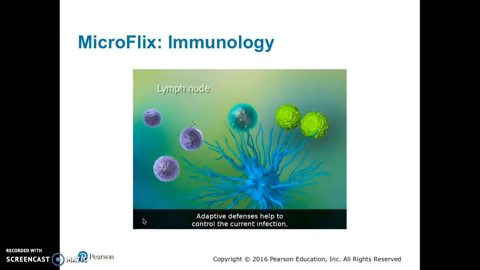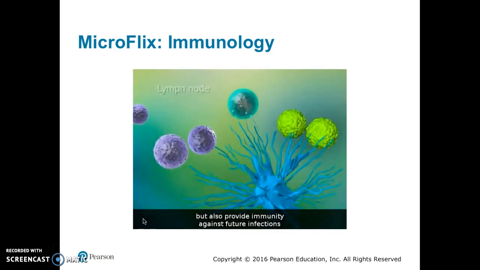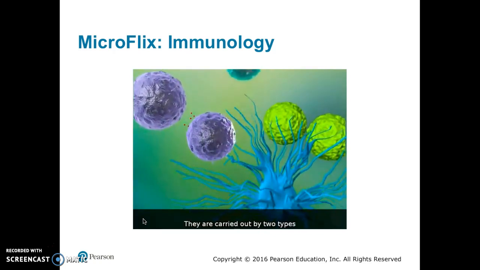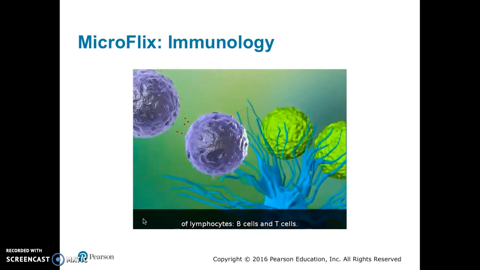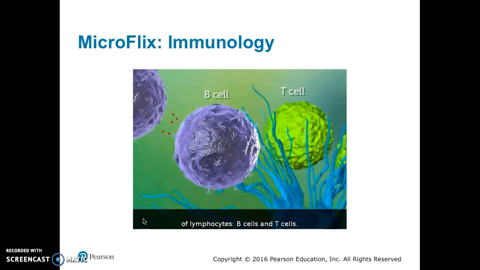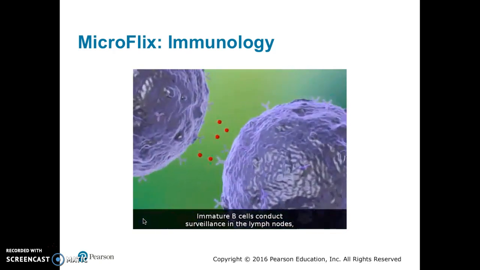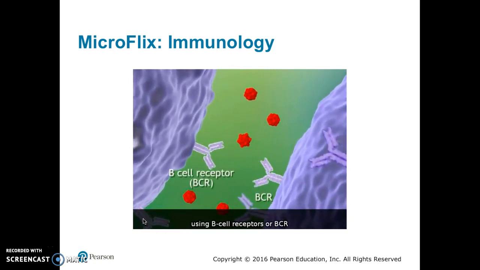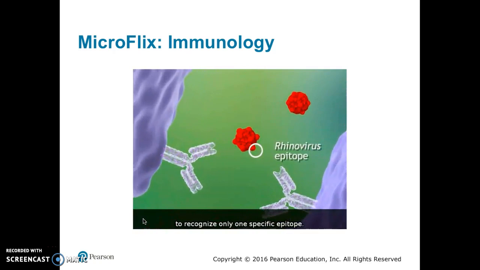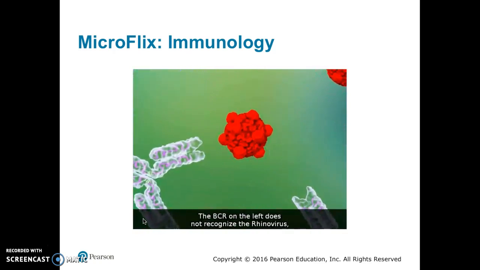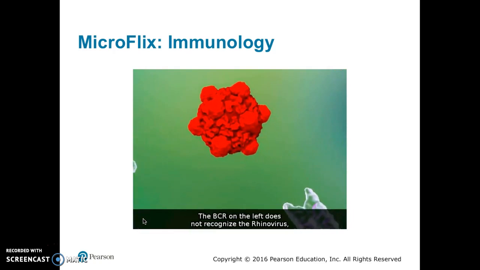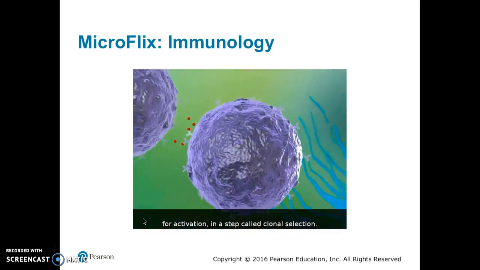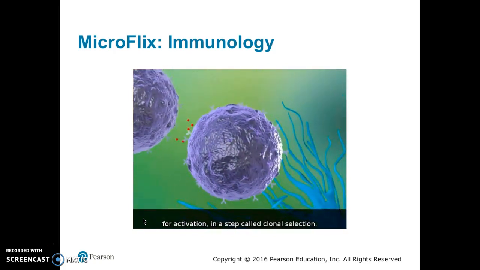Adaptive defenses help to control recurrent infection, but also provide immunity against future infections by the same rhinovirus. They are carried out by two types of lymphocytes, B cells and T cells. Immature B cells conduct surveillance in the lymph nodes, using B cell receptors, or BCR, to recognize only one specific epitope. The BCR on the left does not recognize the rhinovirus, but the BCR on the right does, and this B cell is selected for activation in a step called clonal selection.